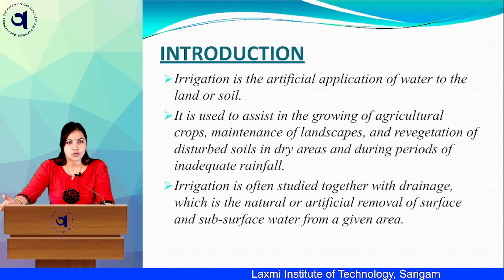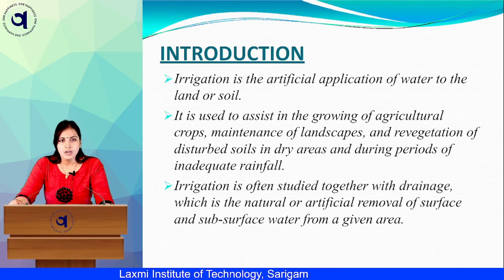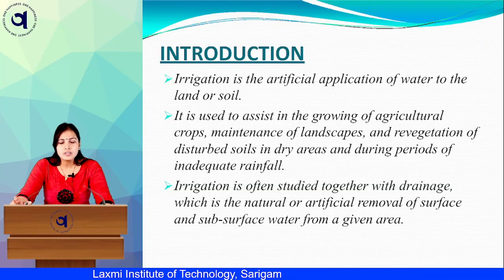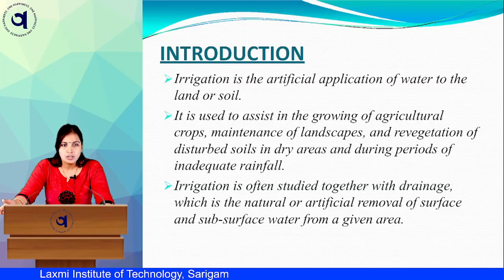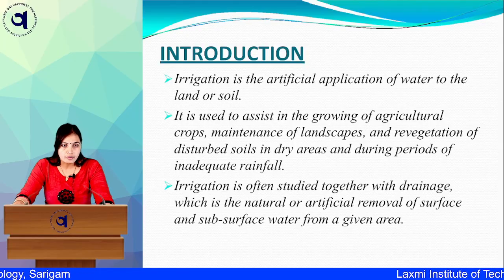to the crop. Irrigation is often studied together with drainage, but if you are keeping in mind that it can be studied along with drainage, that is totally false, because drainage is wastewater from your home, from industry, etc. And the water applied for irrigation is pure water, the water which we can utilize for drinking purposes. So it can't be studied together with drainage.